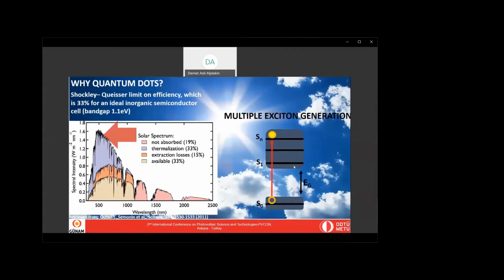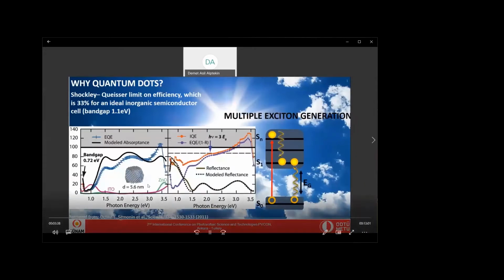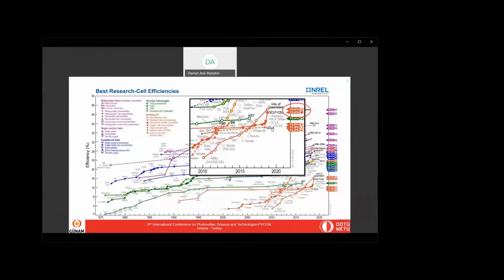And the first example of that process was shown in 2011. As you can see, for the first time, an EQE higher than 100% is obtained for lead sulfide quantum dots with 0.722 electron volt band gap. And where we are now, we are at this point, as you can see, and the slope is very steep, and in the last 10 years, it reached from 2% efficiency up to 16.6% efficiency. So therefore, they are considered as one of the most promising materials in this field.